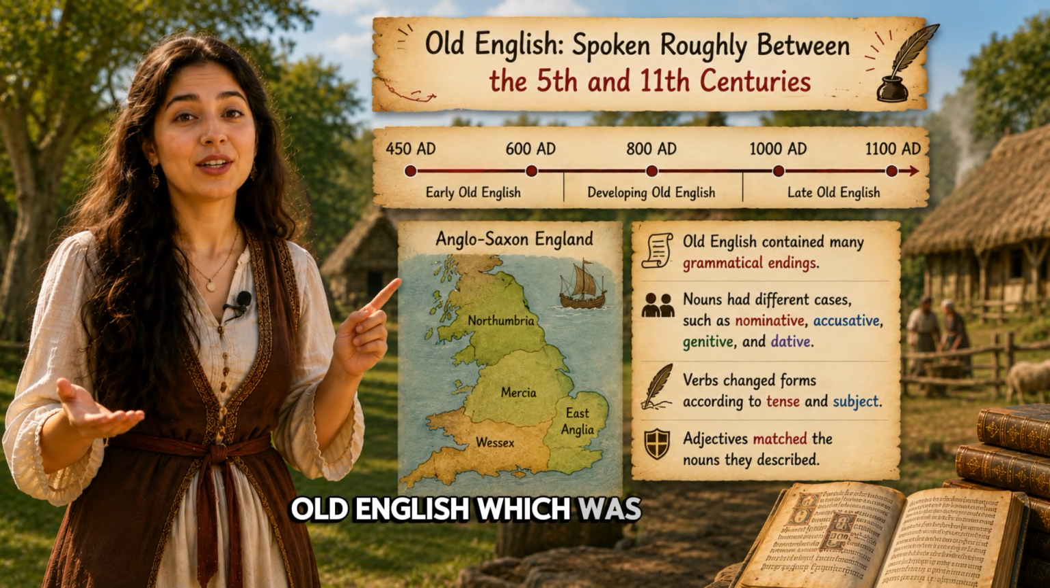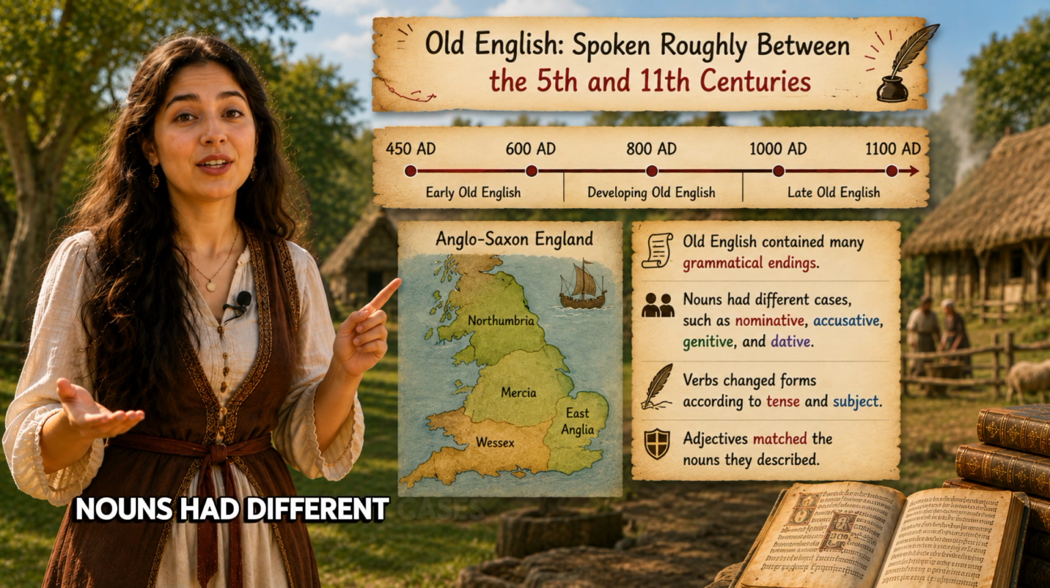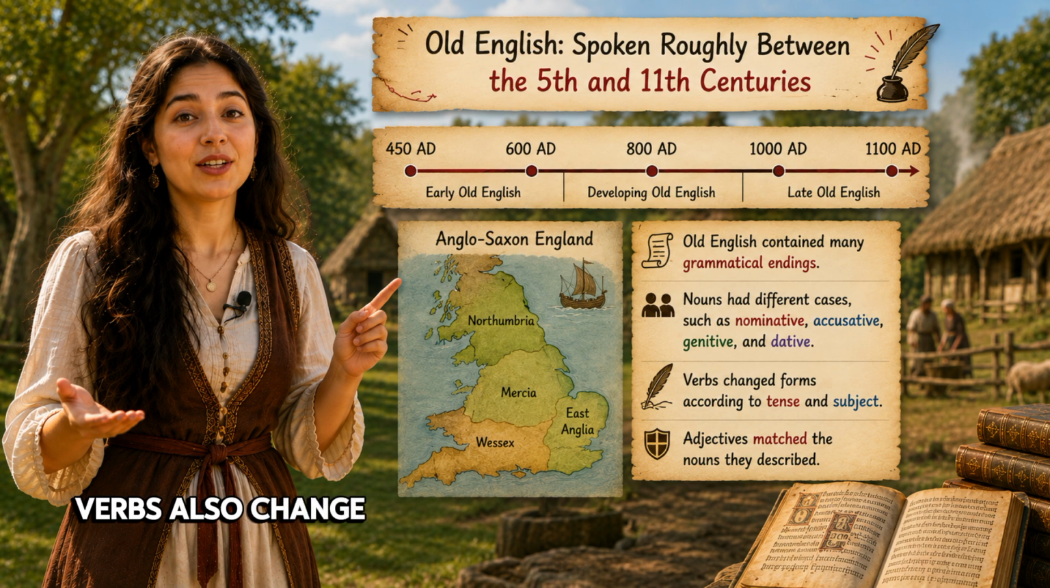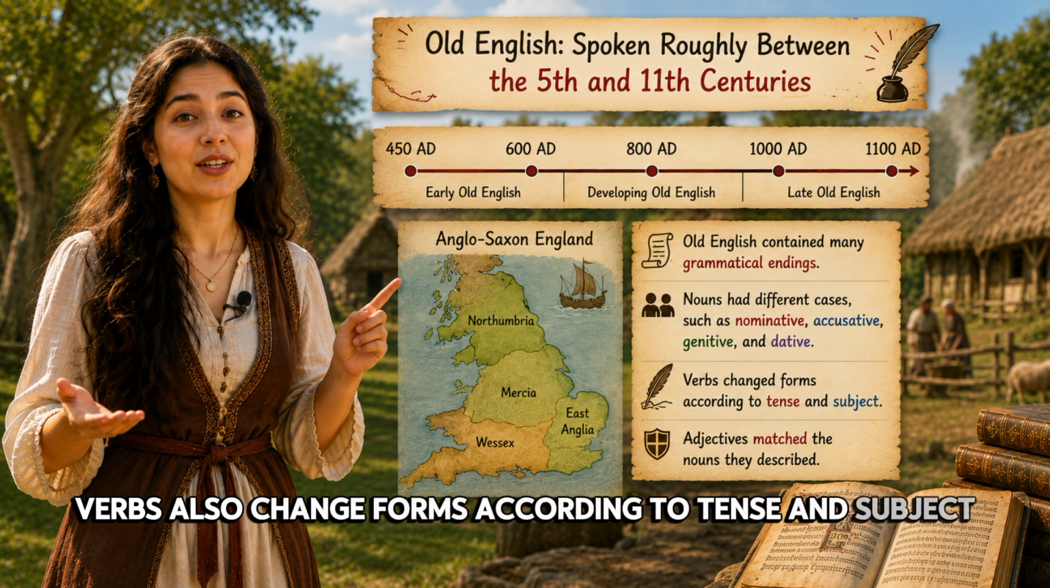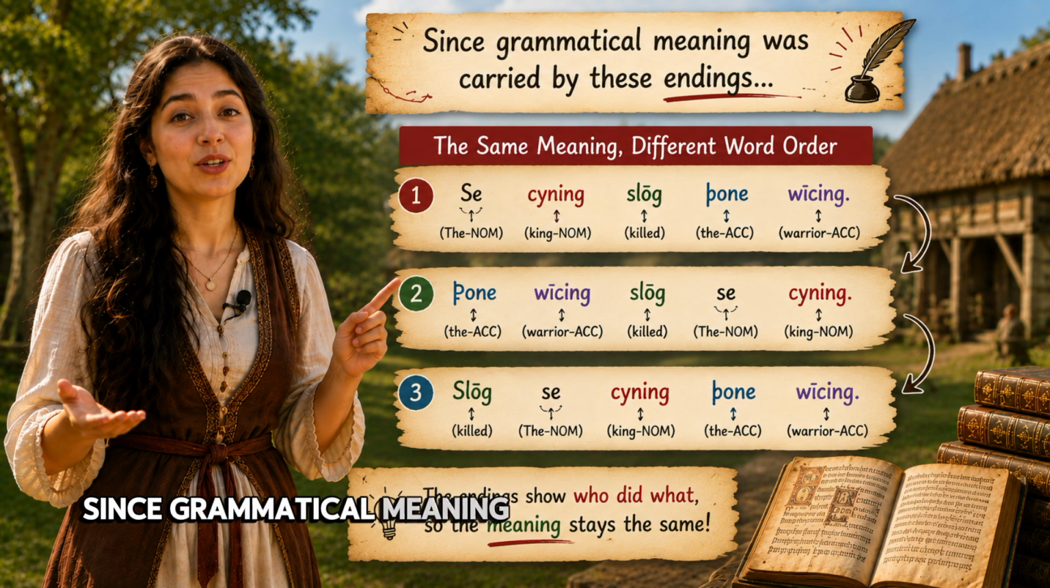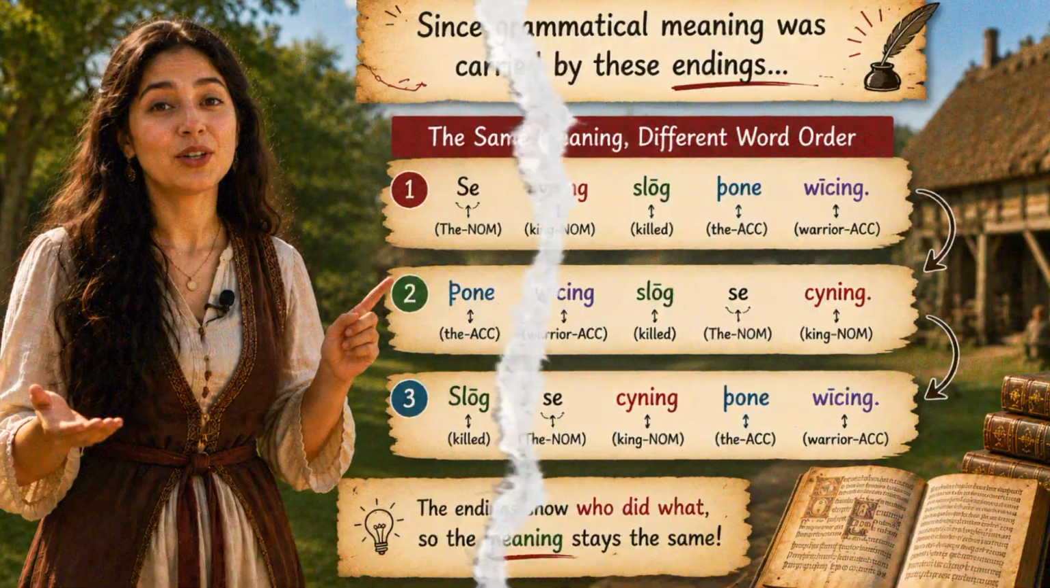Old English, which was spoken roughly between the 5th and 11th centuries, contained many grammatical endings. Nouns had different cases, such as nominative, accusative, genitive, and dative. Verbs also changed forms according to tense and subject. Adjectives matched the nouns they described. Since grammatical meaning was carried by these endings, speakers could rearrange words without completely changing the meaning of the sentence. This made Old English structurally more complex than modern English.